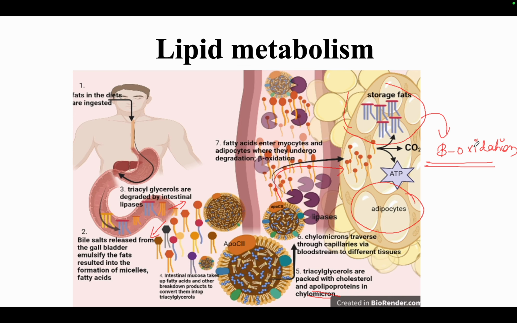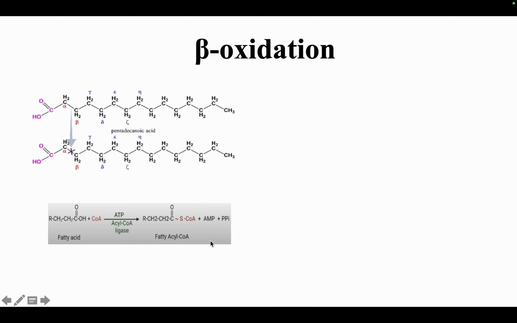Okay, so what is this beta oxidation? We have a fatty acyl chain. This is one of the fatty acyl chains, and as you can see, how many carbons does it have? We have 1 2 3 4 5 6 7 8 9 10 11 12 13 14 15. So it's a pentadecanoic acid, that is a 15 carbon fatty acid.